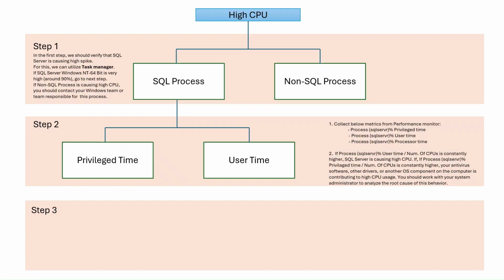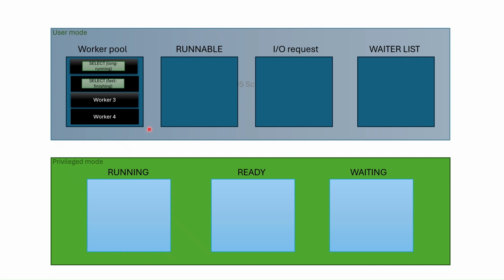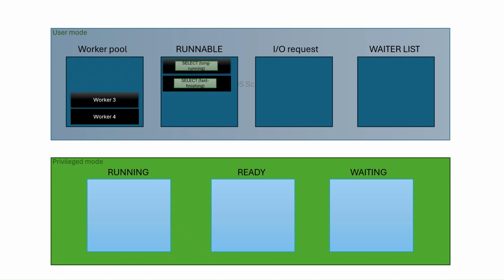If user time is high, this means that SQL Server is causing the CPU spike. In this case, we should check inefficient queries which caused or are causing the spike, the load at the time, and compile times. Suppose one long-running select query and fast-finishing select query tasks have been submitted to SQL Server. Then SQL Server puts these queries in the runnable queue and submits the first comer to the CPU.